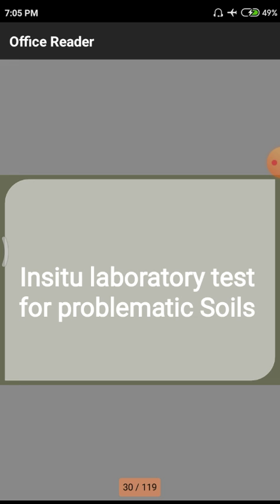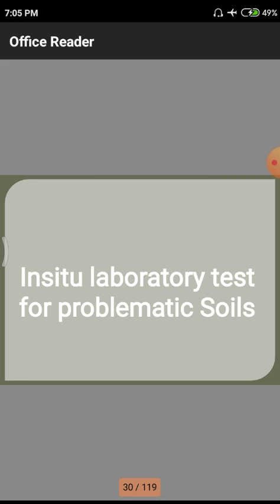Next one we have to discuss is different laboratory tests for problematic soils. That means, in this heading we are using the term problematic soils. Some soils are creating disturbance to the structure, so we need to locate what problems we are facing from those particular soils. For those problems, what is the solution?